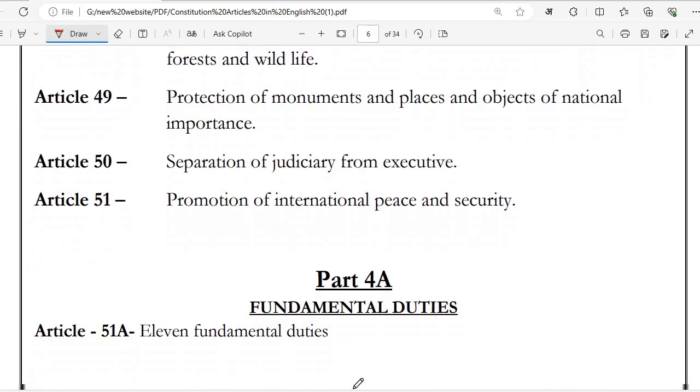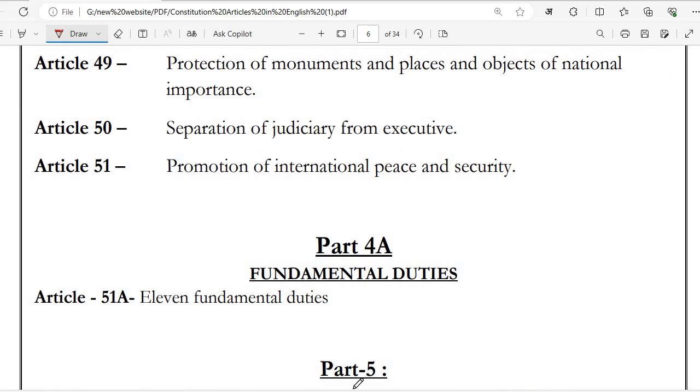Article 49 provided protection of monuments and places and objects of national importance. It means the cultural heritage. Two kinds of cultural heritage: natural heritage and the cultural heritage. All the national monuments have been protected under this article.